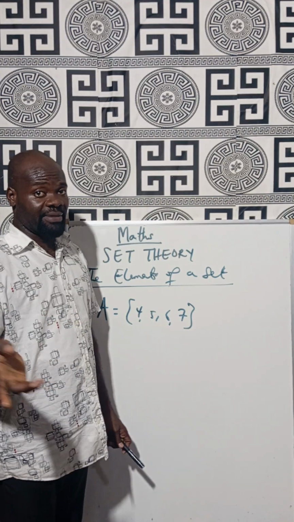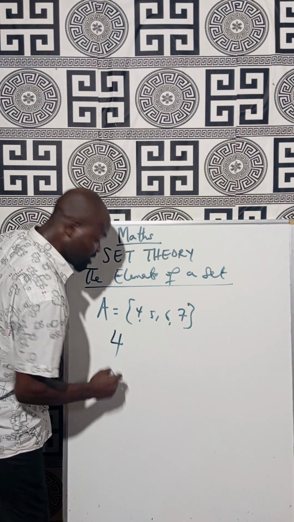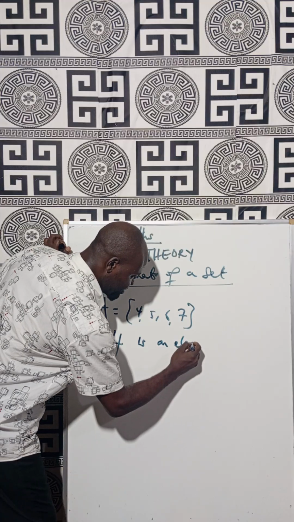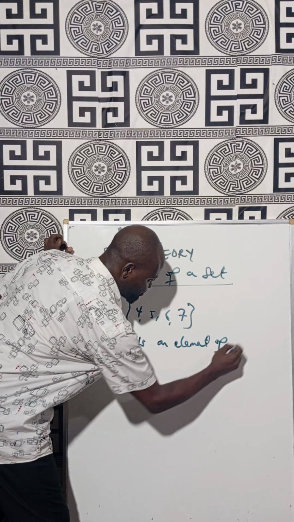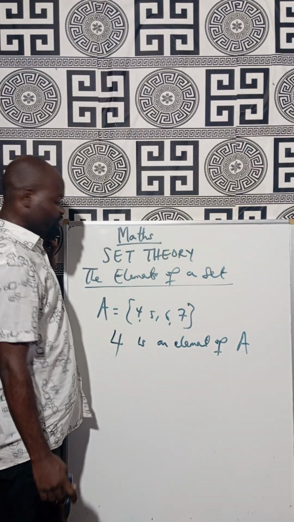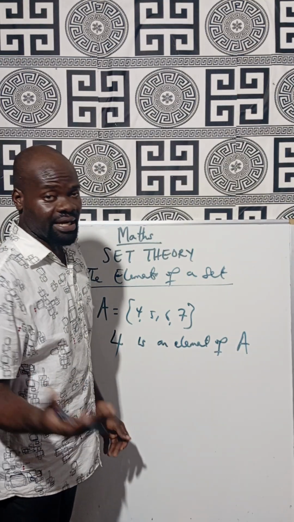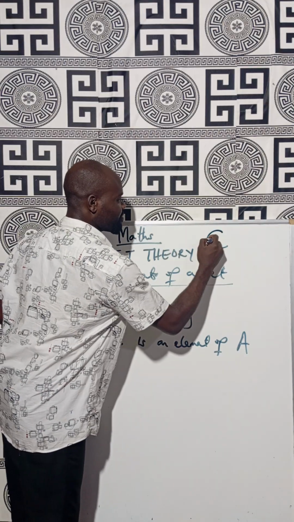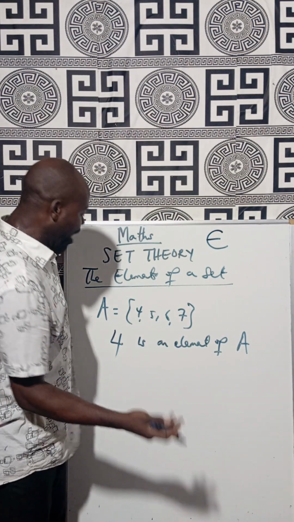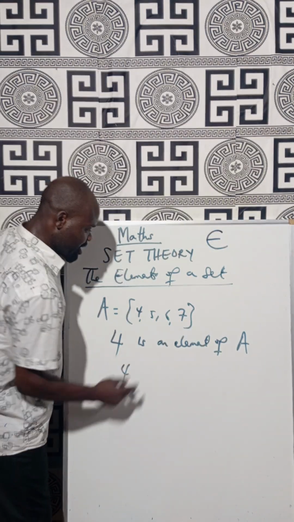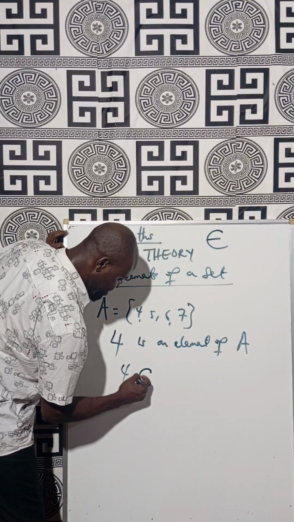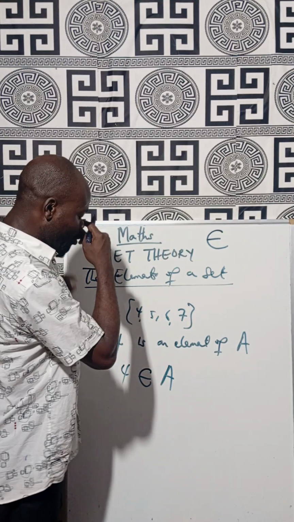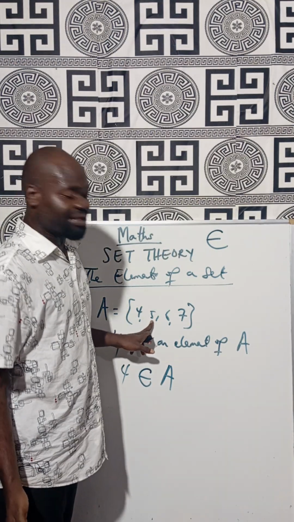And a symbol for elements. Listen to me, 4 is an element of set A. You don't write it this way, you have to write it symbolically. The symbol of element is this, just like an E, like this. This is my symbol of element. So I'll just say, okay, 4 is an element, you can see, of set A. Then what about 5? Can we say 5 is an element of set A?